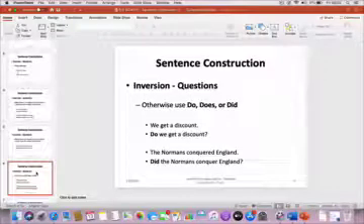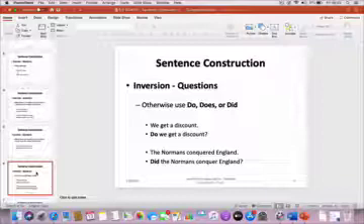Otherwise, you need to use the auxiliary do, does, or did for the past simple. We get a discount. Affirmative phrase. I need to use the auxiliary do first, then the subject we plus the verb get. So it becomes, do we get a discount?